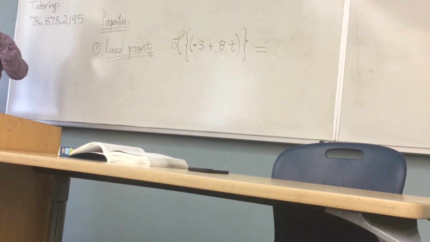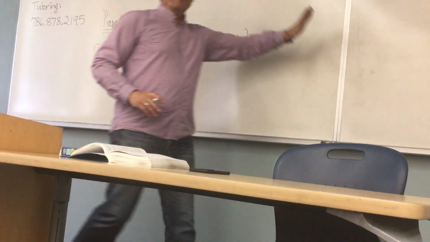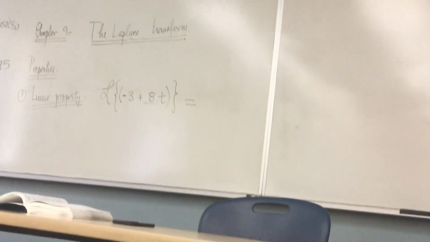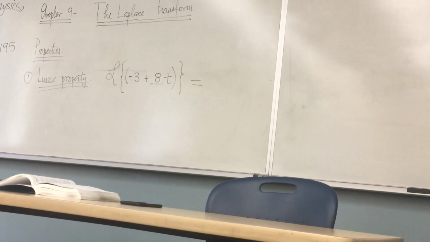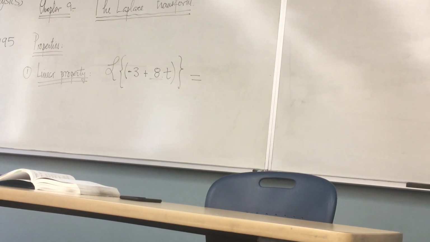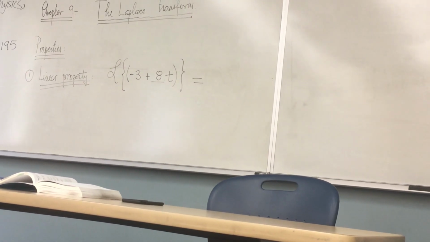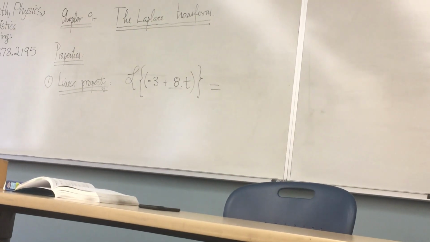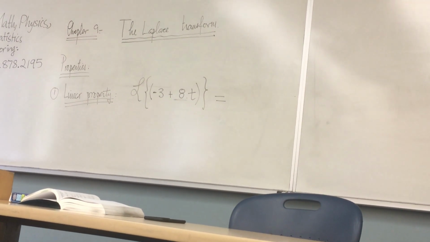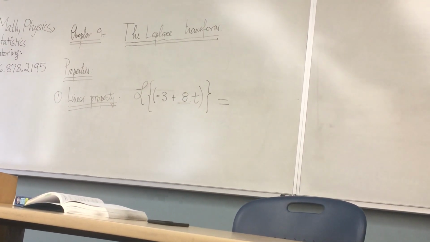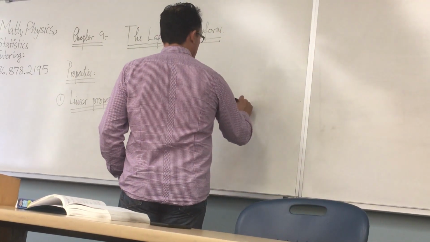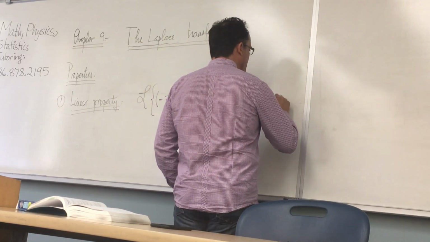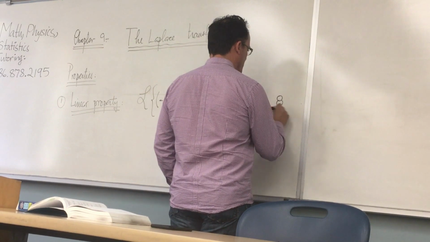Now, remember what we did before that, we found that the Laplace transform of the constant function 1 was 1 over s, and of the function t, 1 over s squared. Knowing those two Laplace transforms, what would you guess would be, from everything we've seen, after you multiply by constants, the Laplace transform of that? Negative 3 over s. What else? Plus 8. 8 what? Over s squared.